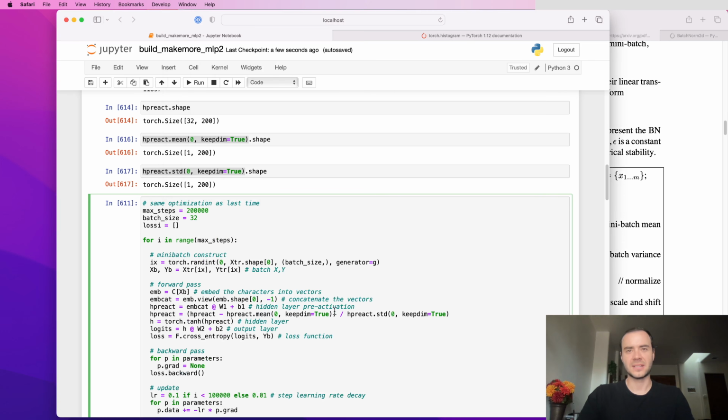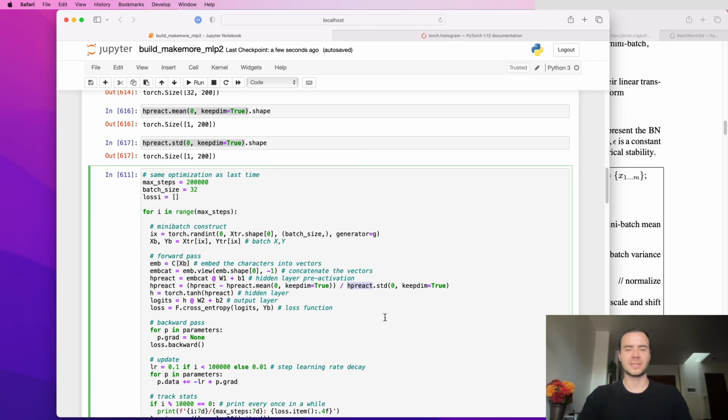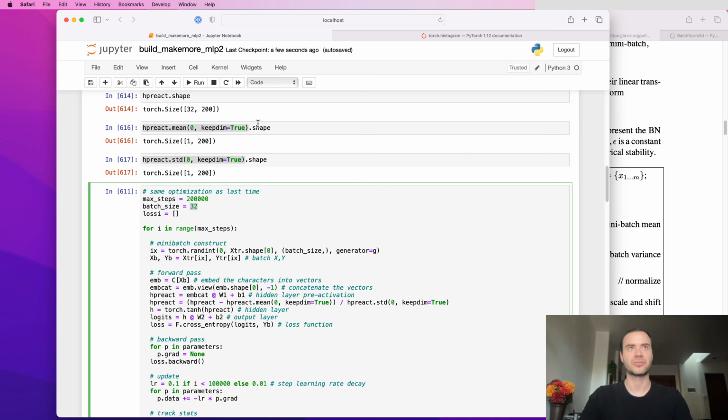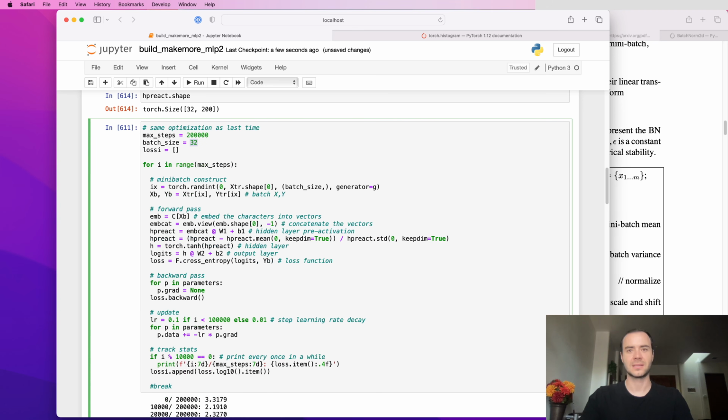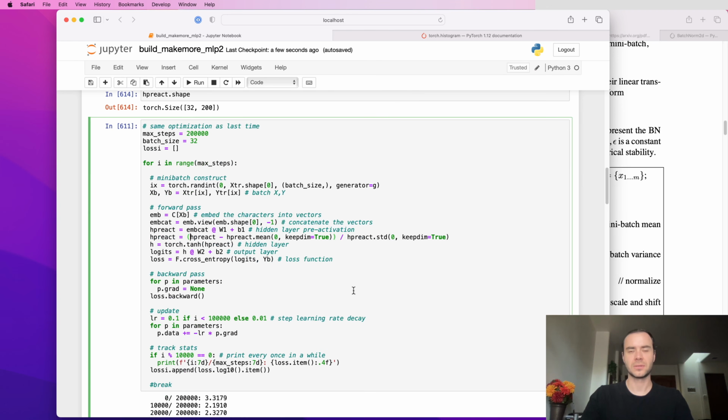So this is how you standardize these values. And what this will do is that every single neuron and its firing rate will now be exactly unit Gaussian on these 32 examples, at least, of this batch. That's why it's called batch normalization. We are normalizing these batches. And then we could, in principle, train this.